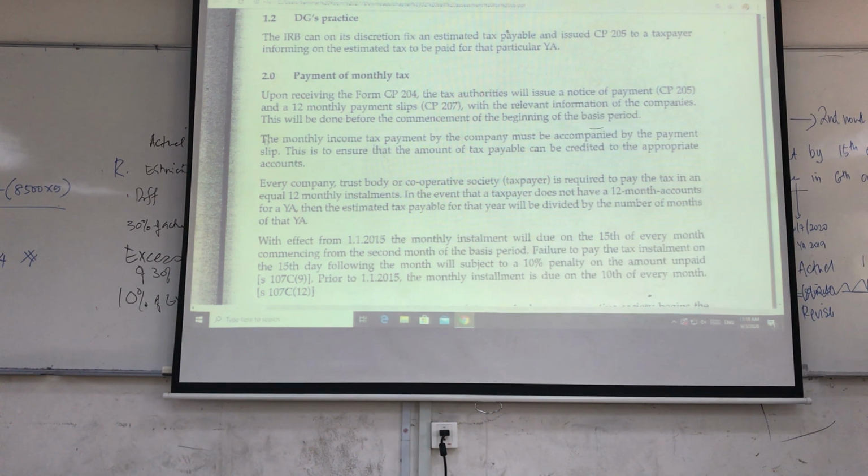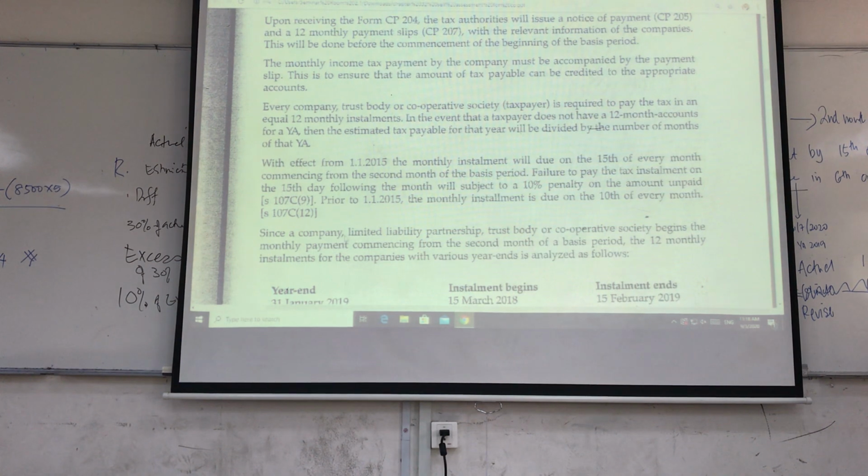Payment of monthly installments has to be every month for 12 months, starting from the 2nd month, and the payment will be due on the 15th. So don't pay on the 15th, pay earlier than that. Because if you go to the liability board, you may have to queue, maybe a very long queue. If you go for e-filing on the 15th, all companies want to pay on the 15th, so you can expect some issues or problems with the system, right?